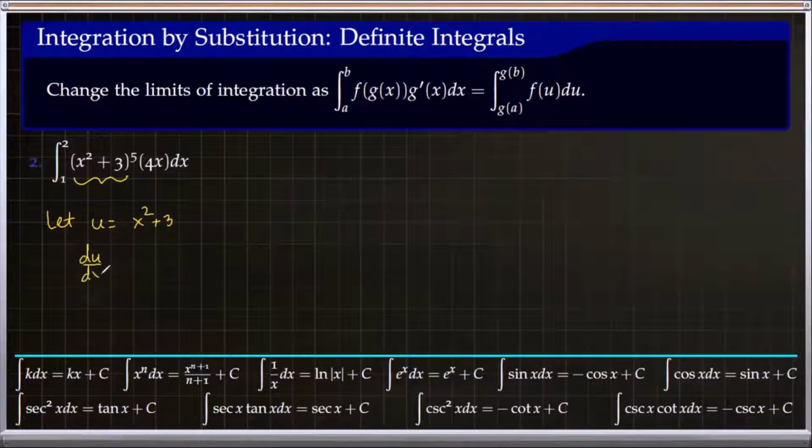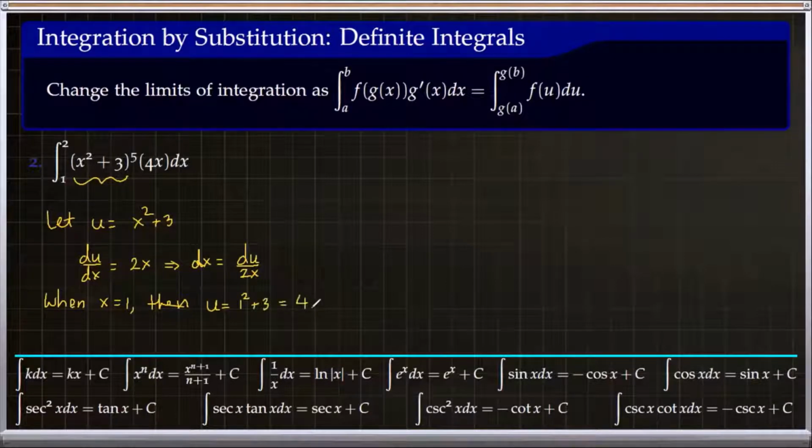So then du by dx here will be 2x, which implies dx equals du over 2x. And we also need to change the limits. So when x equals 1, then u equals 1 squared plus 3, which is 4.